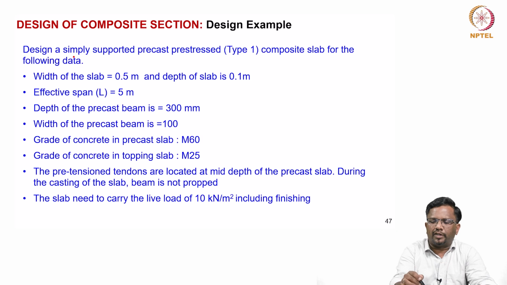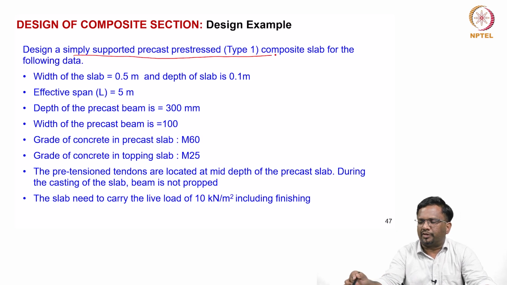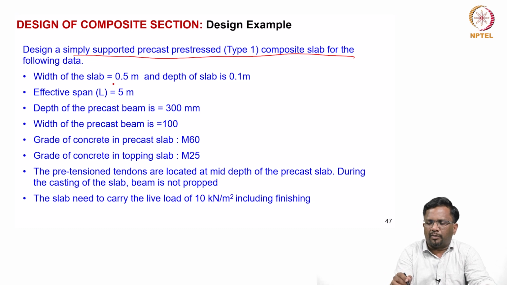Now we want to design a simply supported precast pre-stress composite slab, and the data are given below. Width of the slab is half a meter, depth of the slab is 100 millimeter, effective span is 5 meters, depth of the precast beam is 300 millimeter, and width of the precast beam is again 100 millimeter. Grade of precast slab is M60.